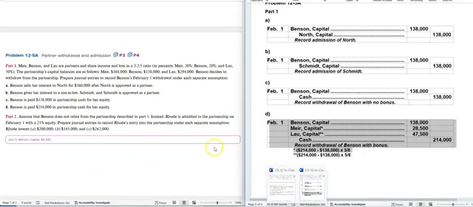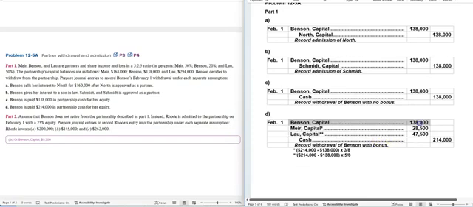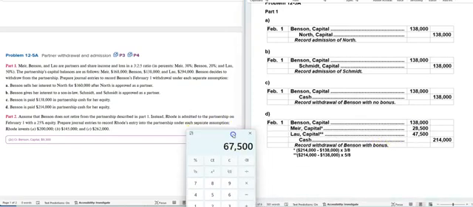All right, let's think about what's happening now. Benson's equity is going away. So we're going to decrease Benson's capital because he is no longer a partner. All that equity is now out of the business.